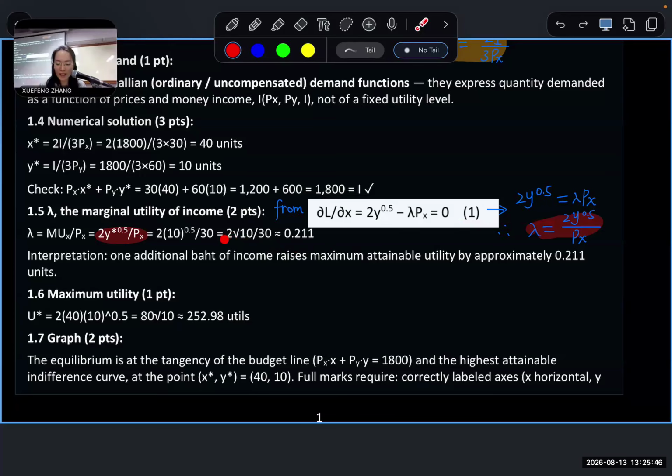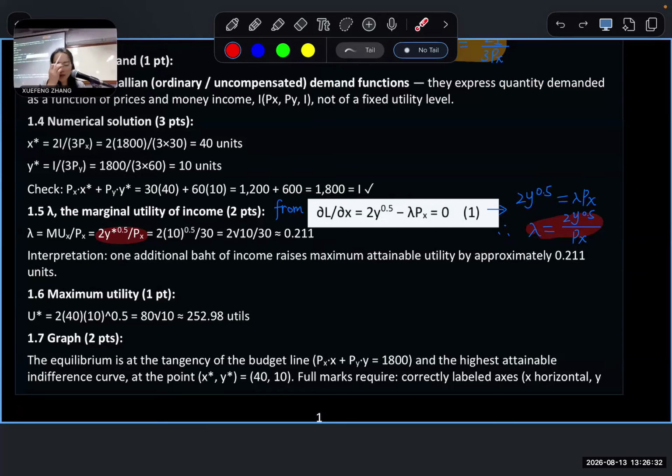Okay, so basically here, what is Y? Y is only 10 units, right? Square root of 10 over 30. You can use a calculator and it's approximately 0.211. What does it mean? One additional baht of income raises maximum attainable utility by approximately 0.211 units. If you want to get the full score for 1.5, which is 2 points, first you need to calculate the lambda. Second, you need to interpret it in order to get the full marks.